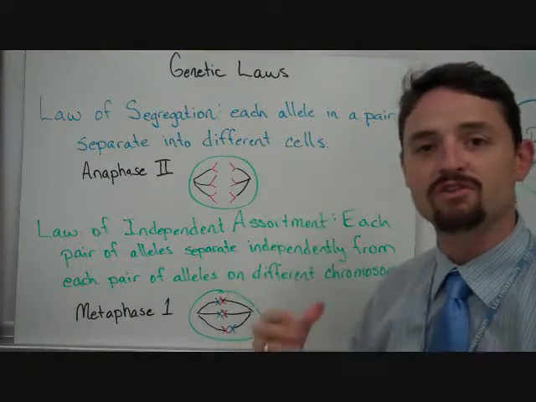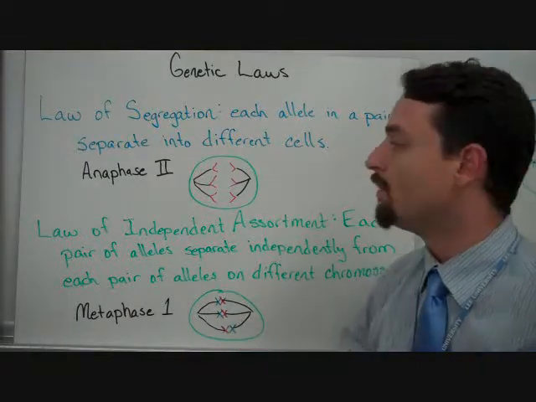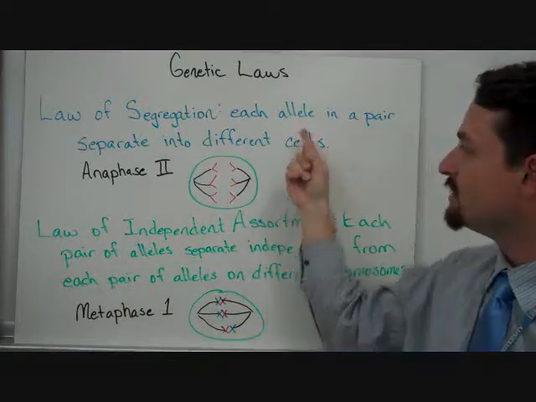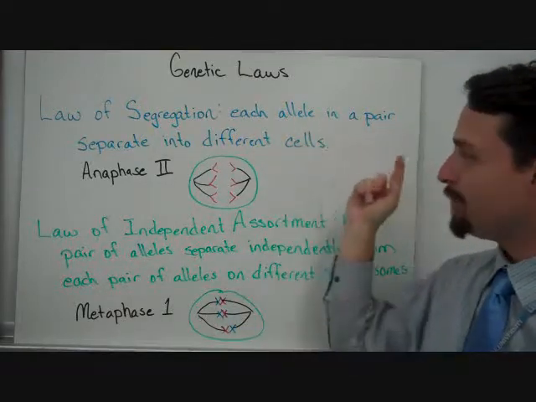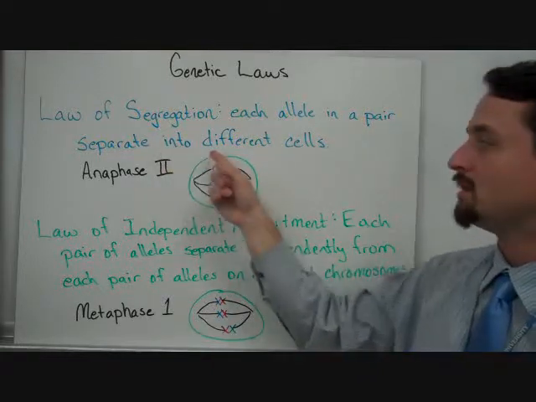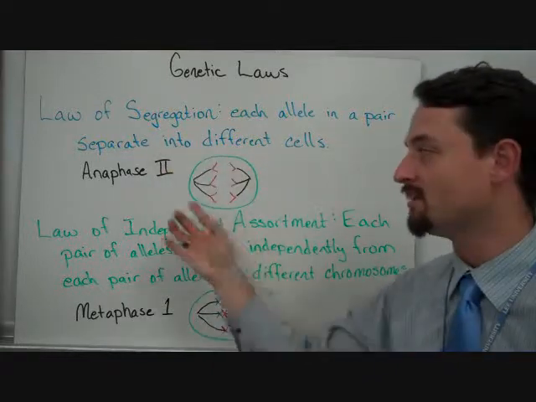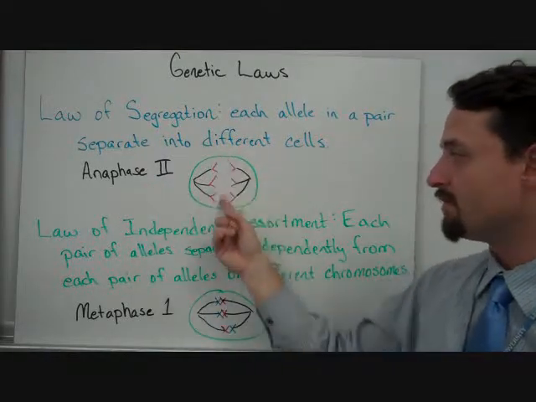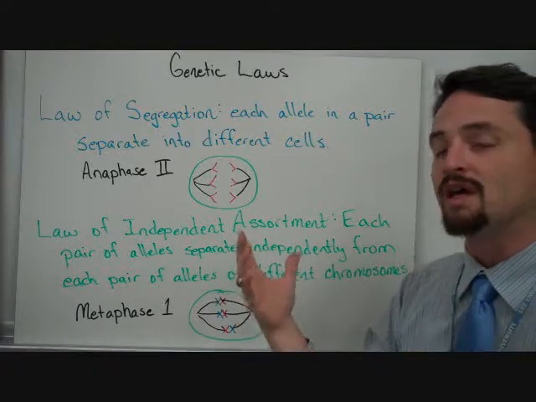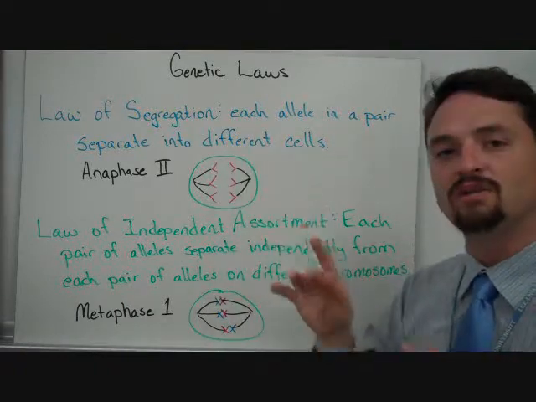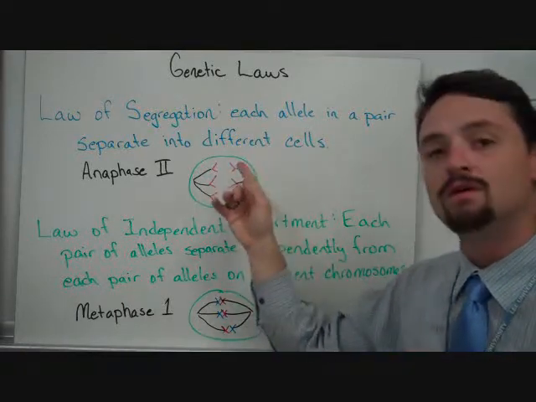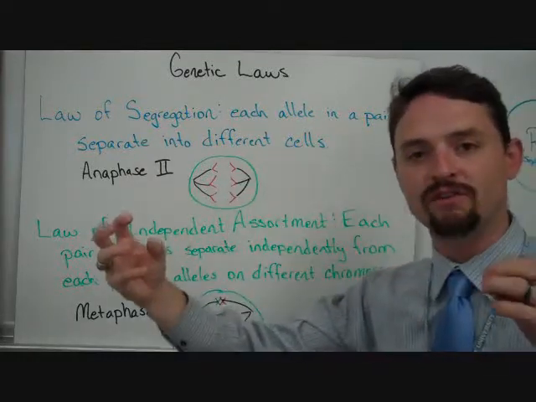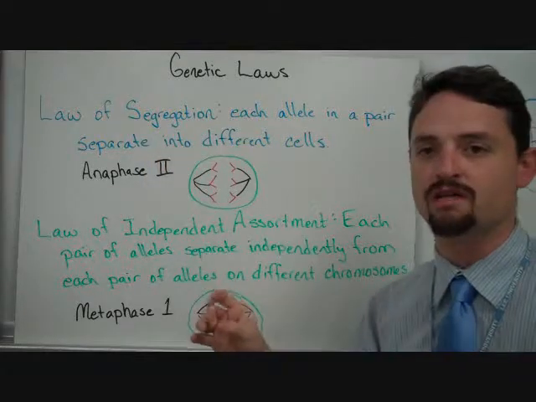In genetics, there's also a couple laws that govern what we do. The first is called the Law of Segregation. In the Law of Segregation, each allele in a pair separates into different cells. And you can think of this as what happens in anaphase 2. In anaphase 2, remember, that's the separation of the chromatids. That's what we're talking about. Because each of those chromatids would have the allele present for a particular gene. So those are going to be pulled into different cells. That's the law of segregation.